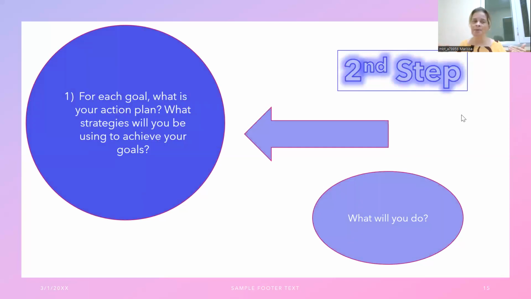Okay, our second step is for each goal, what is your action plan? You know, you talk about action plans in International Baccalaureate and different things in life. Your action plans, first you think, right? And then you act, right? This is what the action plan is going to be. What is your process going to be in order for you to achieve that result? So what strategies will you be using to achieve your goals? What's the action plan? What will you do? That's what step two is all about.